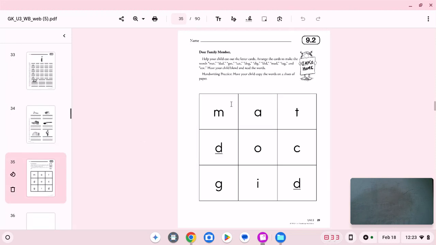A little bit different activity. You can cut these letters out, put them in different order, make different words. So you can do mat or dat or cat or gat, mit or kit or dit or git, technically. So having them practice that. And that is 35. Let's go down to 38.